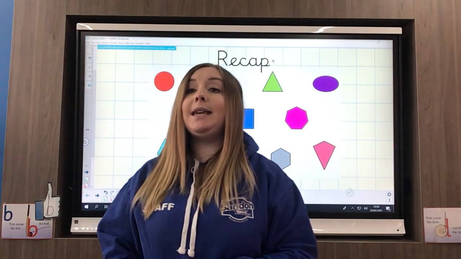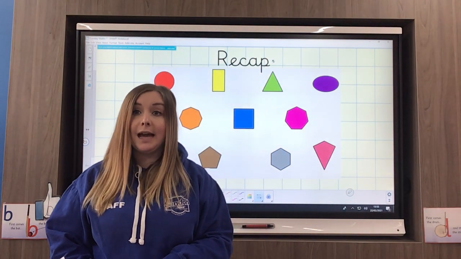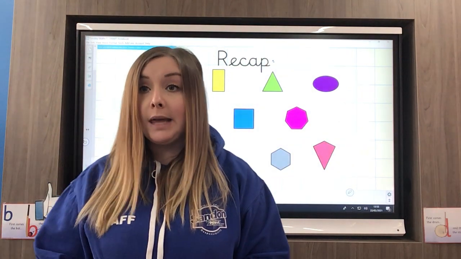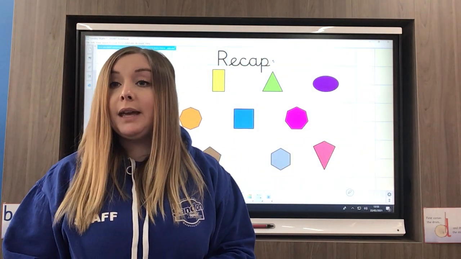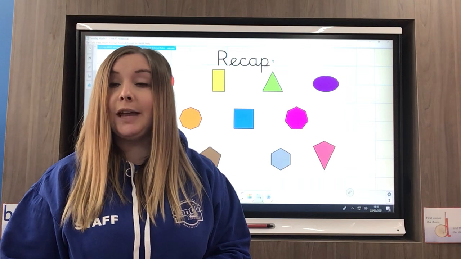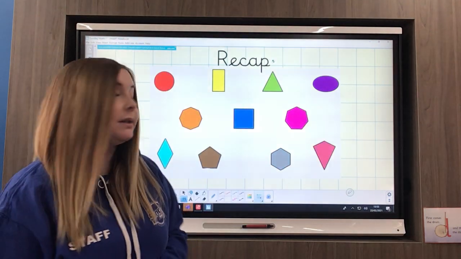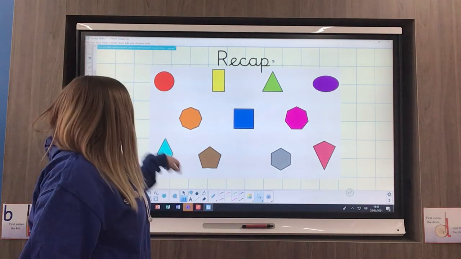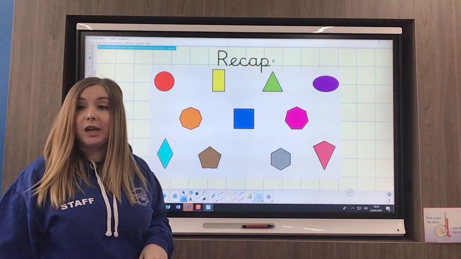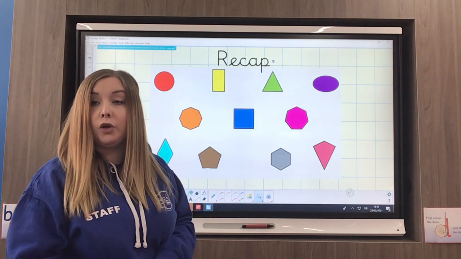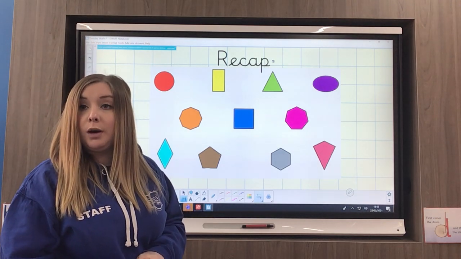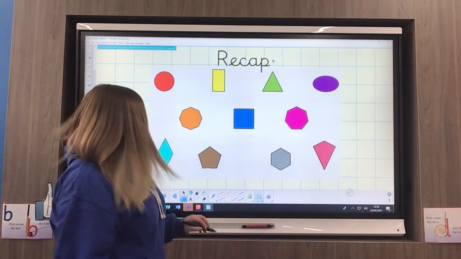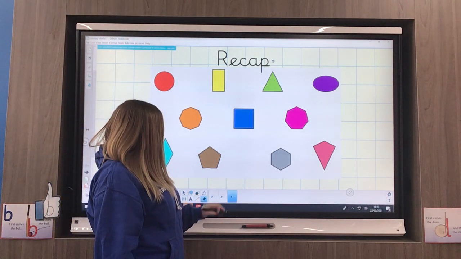And you'll notice that yesterday we started looking at shapes. And today we're going to carry on with our shape learning. So to get us thinking about shapes and the names of different shapes, I've got my shape word mat. You can see that it's got all the pictures of the shapes on there, but none of the words. So we're going to work together to figure out and remember the names of these different shapes.